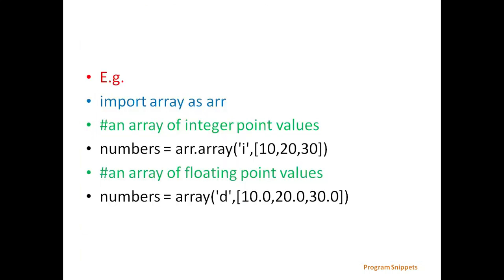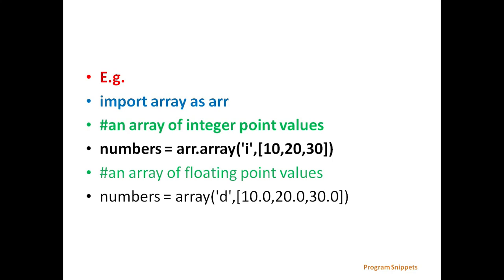Here is an example for defining an array. First we will use the import statement, that is import array as ARR, and then we will define an integer array as numbers equal to ARR, that is the object for the array module, ARR dot array. i is the data type for that array and the values are 10, 20 and 30.